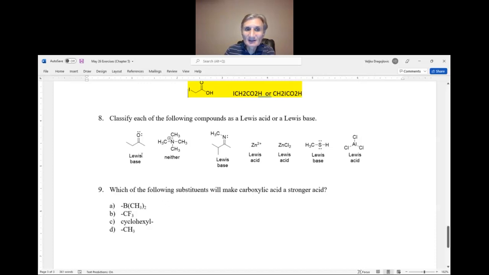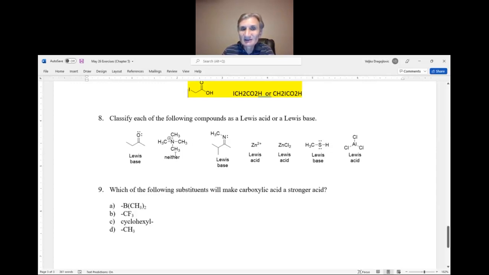And so this compound is a Lewis base because it has 2 free electron pairs. When there is more than 1 free electron pair, only one can be donated. The second one cannot. But that's a Lewis base because it has a free electron pair, or pairs, and no empty orbitals.